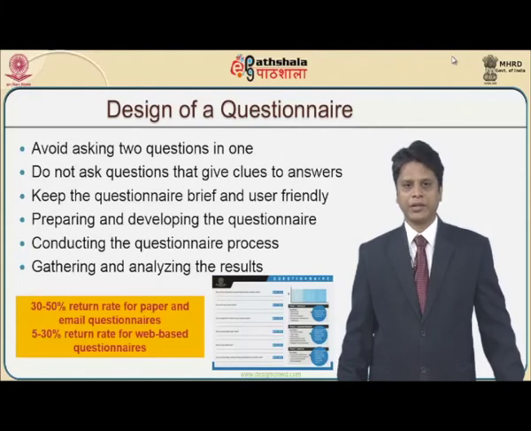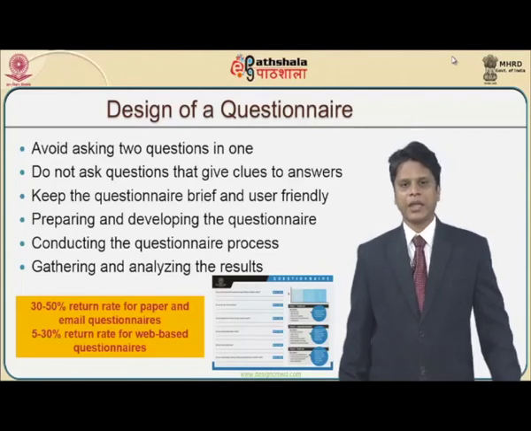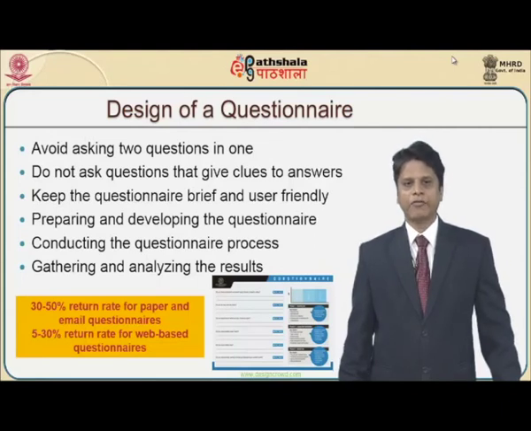Prepare and develop the questionnaire, conduct the questionnaire process, gather and analyze the results. Most effectively, a 30 to 50% return rate for paper and email questionnaires happens when a questionnaire of this sort has been prepared by looking after all the design process, whereas there is only a 5 to 30% return rate for web-based questionnaires. It is likely that in today's generation, web-based questionnaires are most often responded to among the student communities.